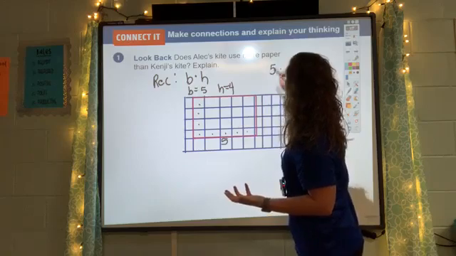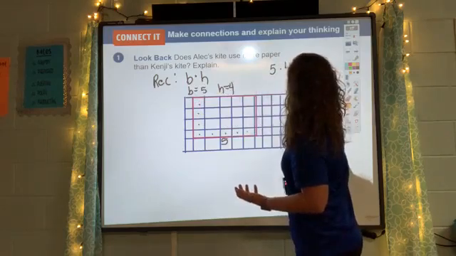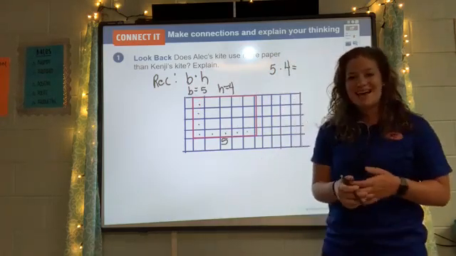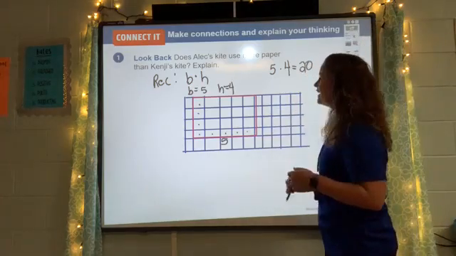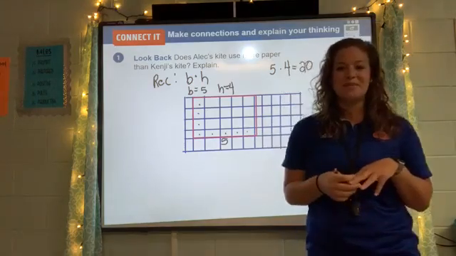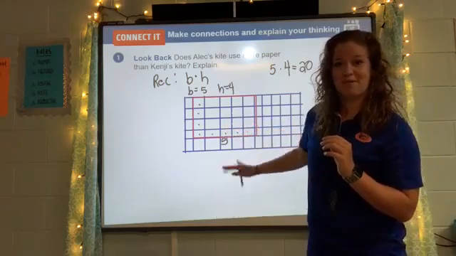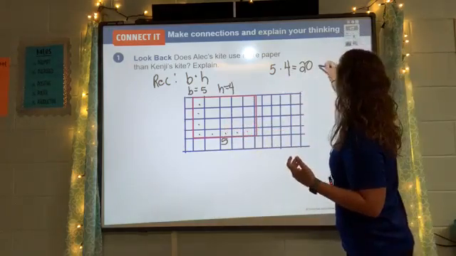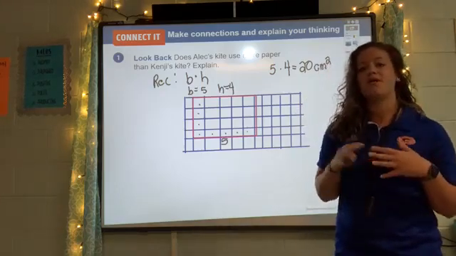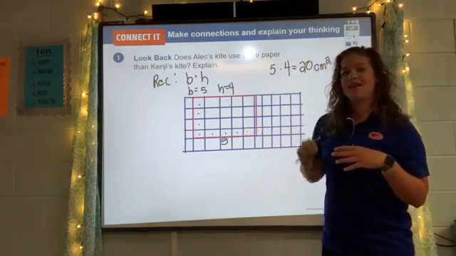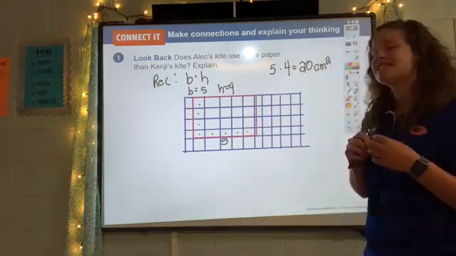So we would have 5 in place of the B and 4 in place of the H. So if I'm looking at that area, 5 times 4 is 20. Now we know that we are using centimeter square units because this is a centimeter sheet of grid paper. So when we multiply together, we would have our centimeters squared. Okay, so we know that our rectangle is going to be 20 centimeters squared.